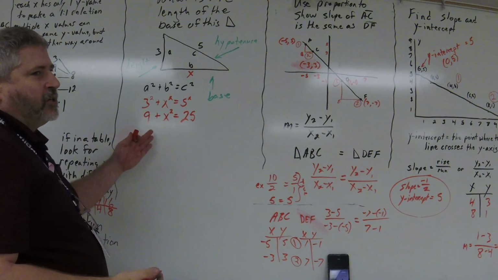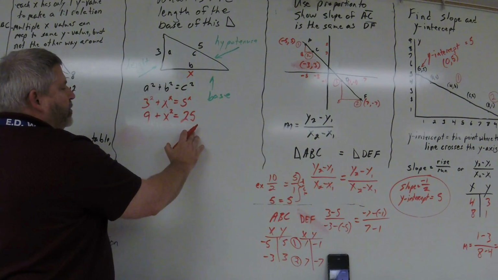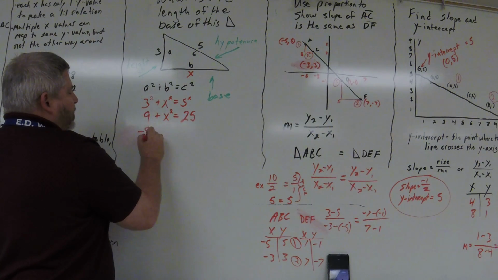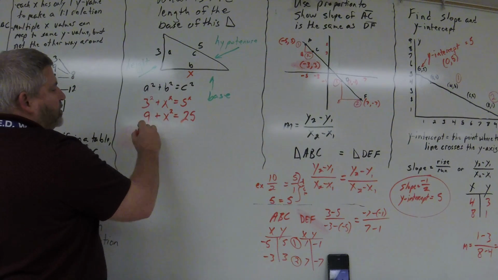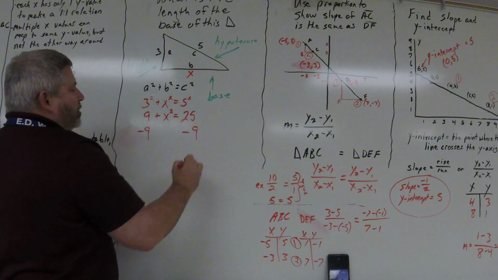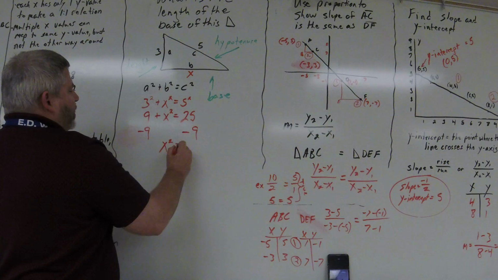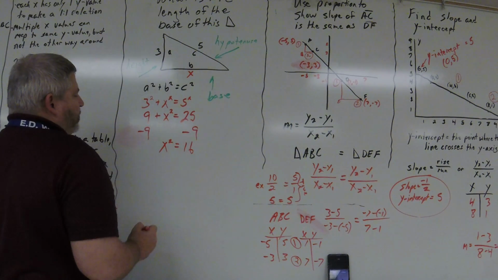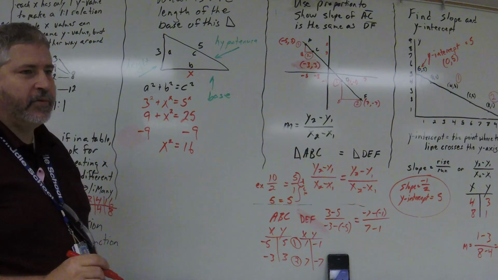So we want to get x all by itself. So what we're going to do is move this 9 from the left side to the right side. And we do that by subtracting 9, because 9 minus 9 is 0, and that cancels out. But because we have an equation, we do the same thing to the right side. So we have x squared equals 25 minus 9, which is 16. But we're not done yet, because we want x, not x squared.